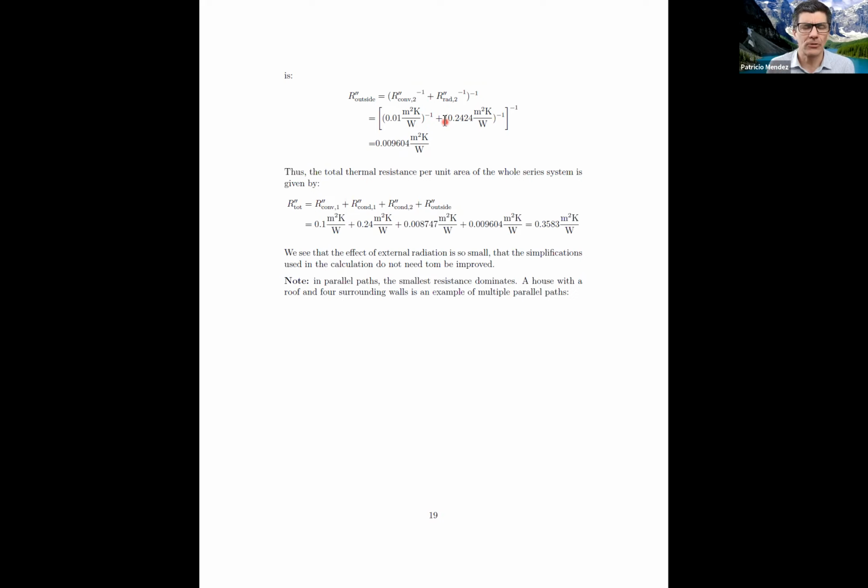It is very secondary. Inside doesn't matter because there is no temperature difference for radiation inside. And outside, the circuit is parallel and the resistance to radiation is so much bigger than resistance to convection. So convection wins in this case. All the heat goes by convection and whatever goes by radiation is very small.